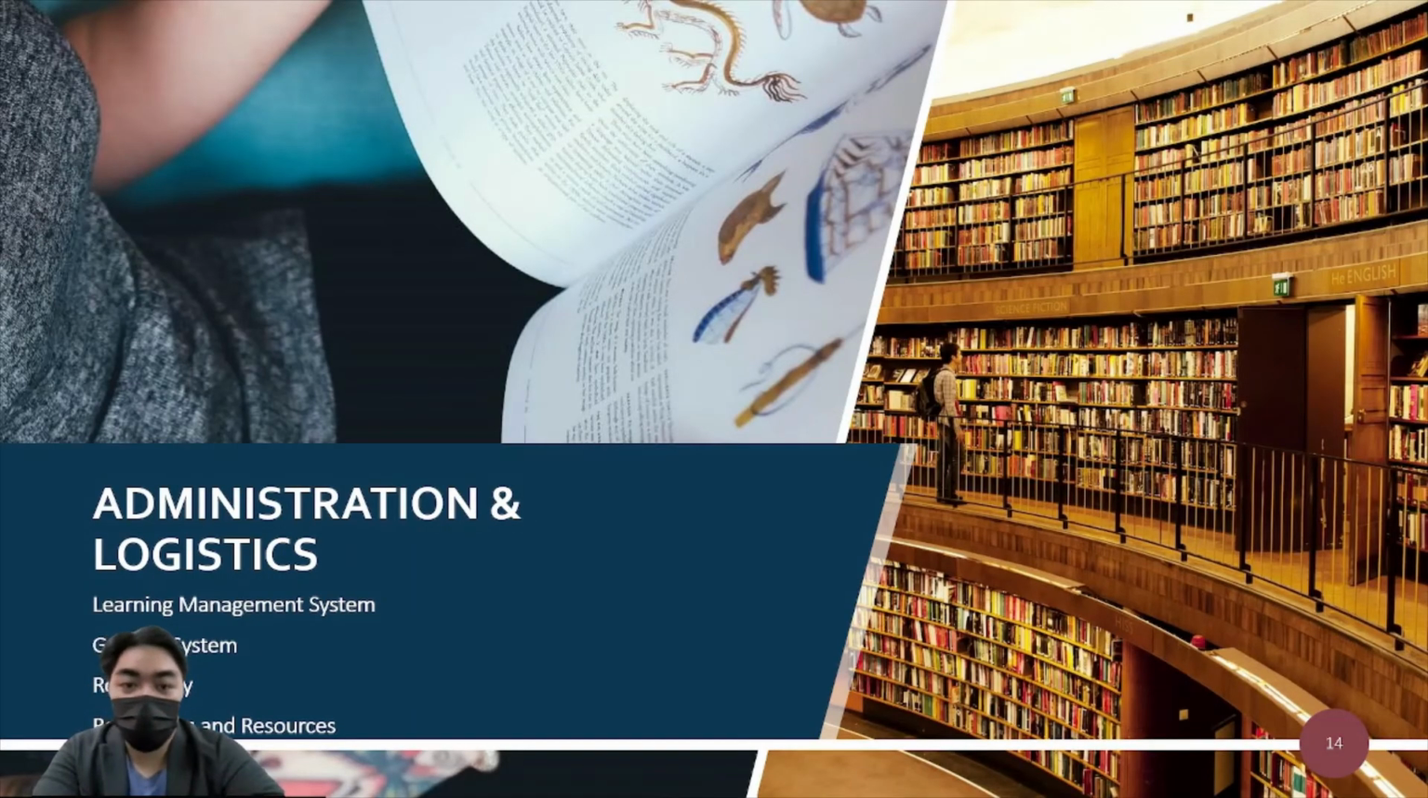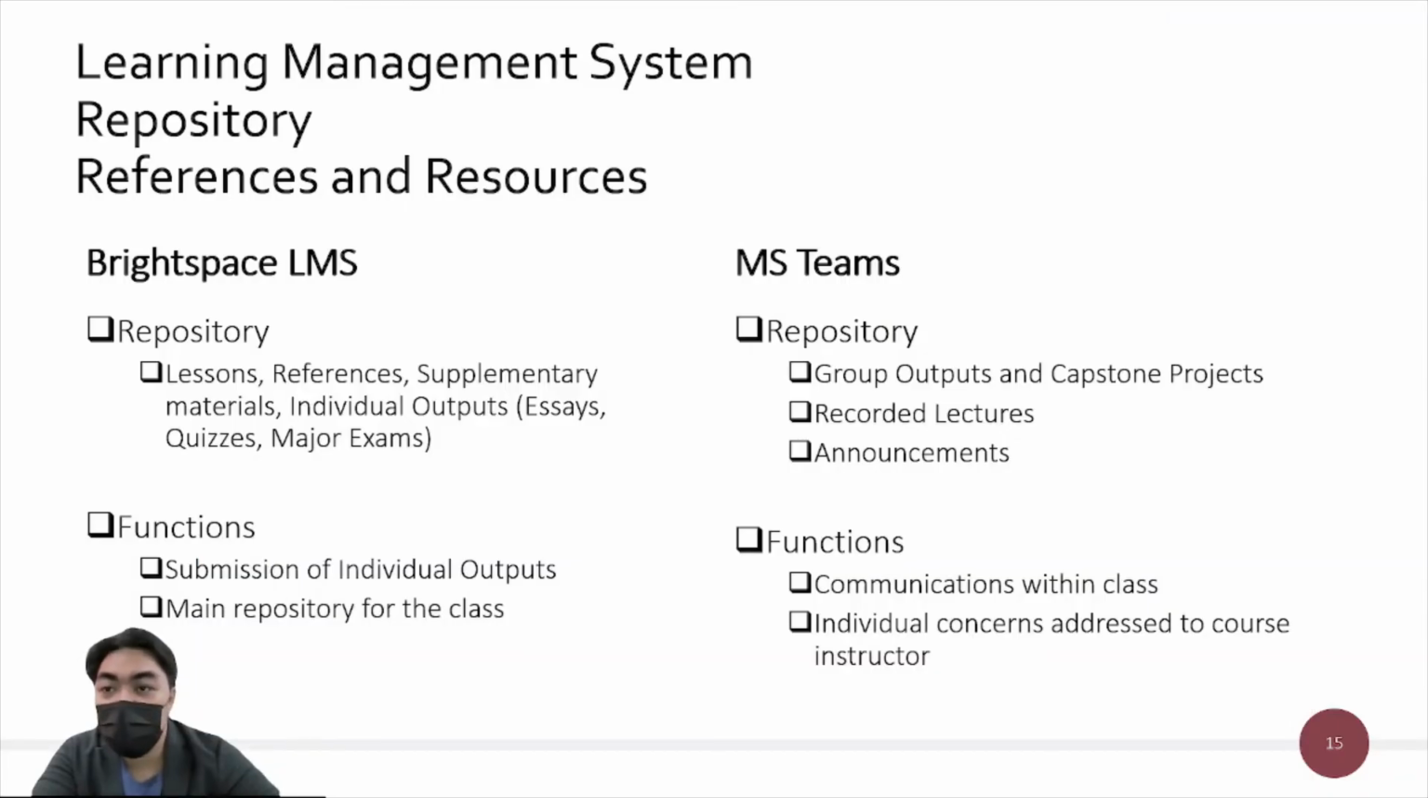So let's go to one of the last parts here, and I think this is the most crucial part for this SMEAC orientation. Okay, so administration and logistics staff. We have 4 parts as you can see here in this slide. So let's go now to the LMS. We actually have 2 systems here that will go hand in hand. We have Brightspace LMS, and then on the other hand, for communications, we have MS Teams.